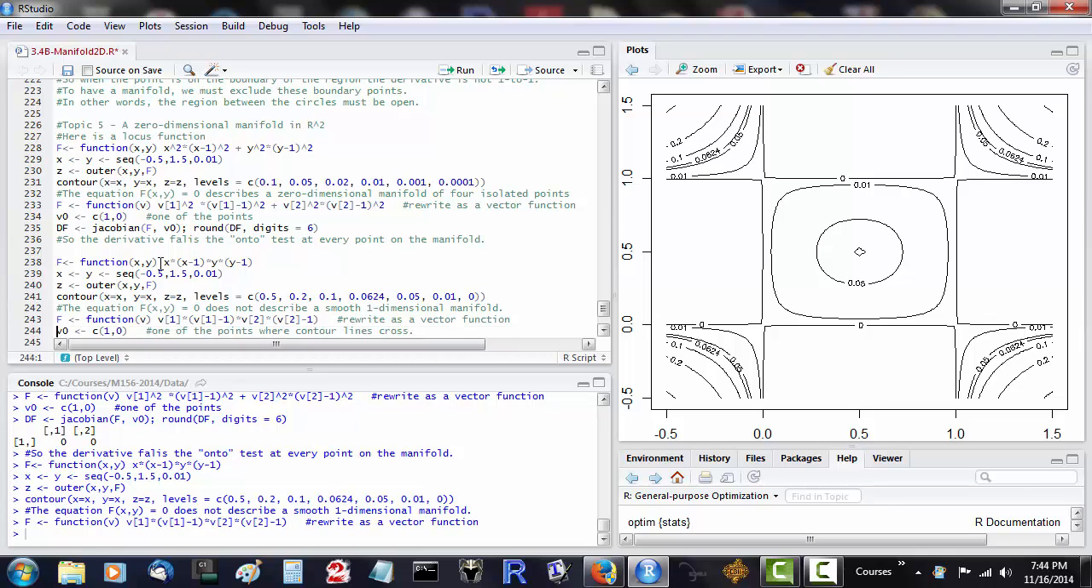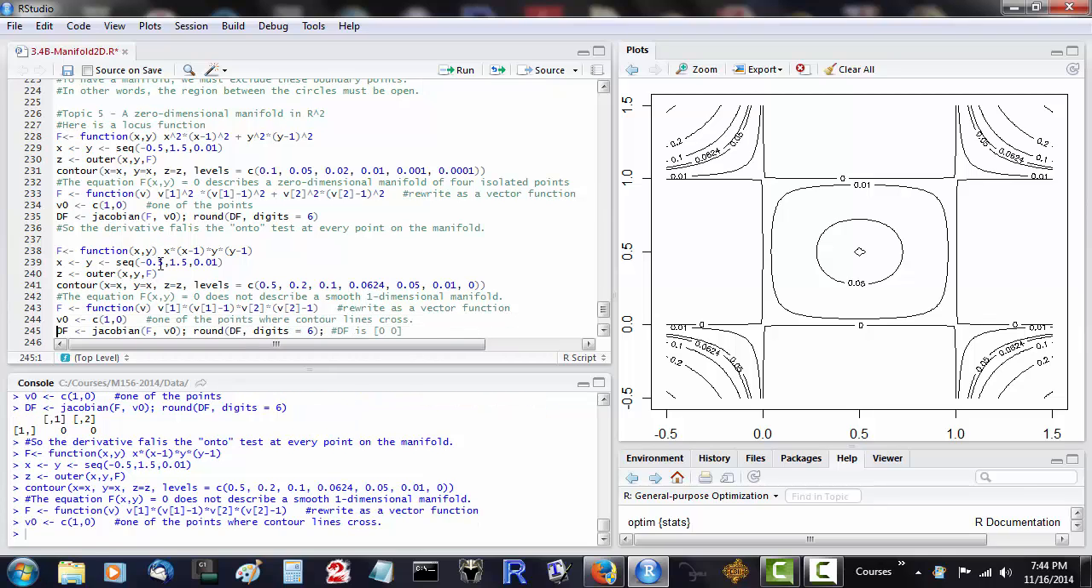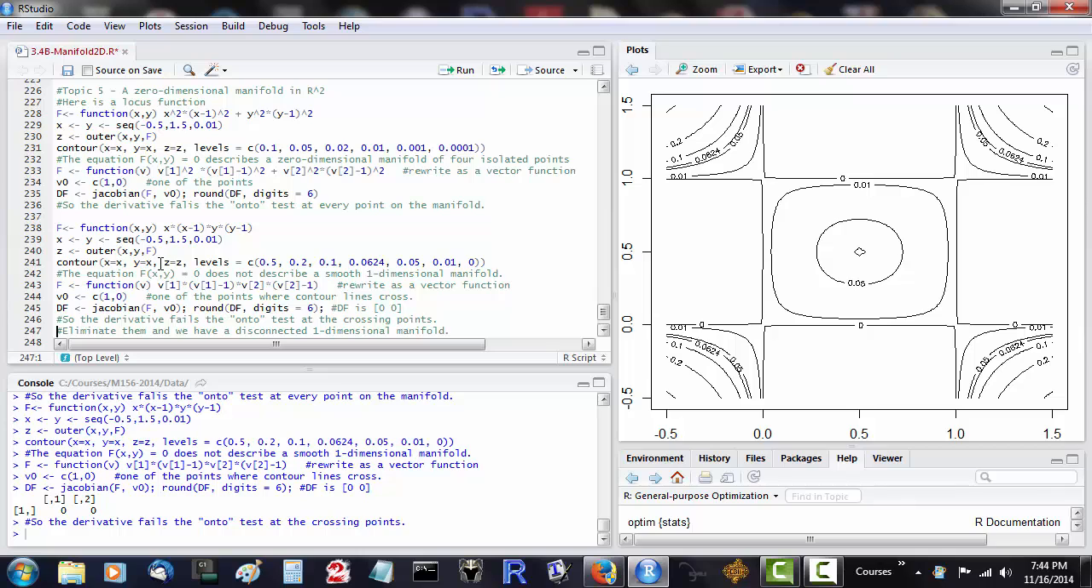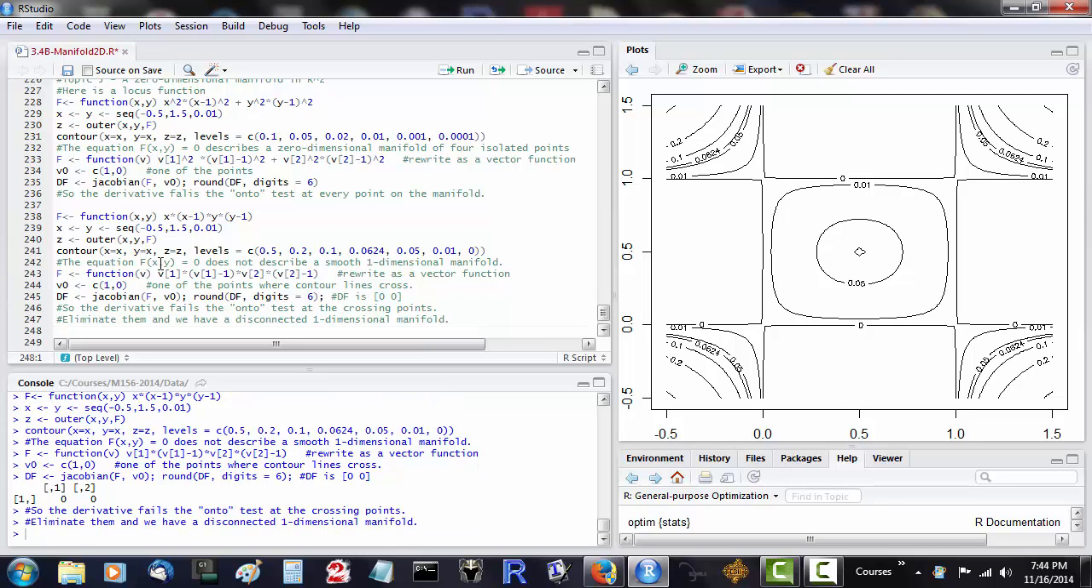If I rewrite it as a vector function and choose to evaluate the derivative where the contour lines cross, again, I see that the derivative fails the onto test. If I want to make this into a manifold, what I do is eliminate those 4 points. That disconnects the manifold, but it is then the sort of proper one-dimensional manifold that you would expect to see if you impose a single constraint in 2 dimensions.